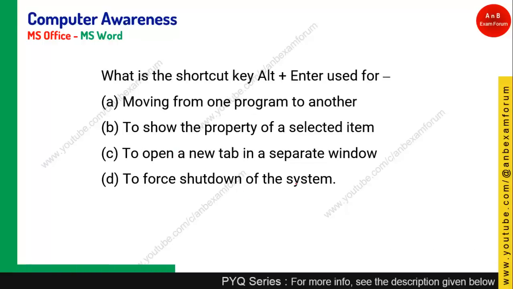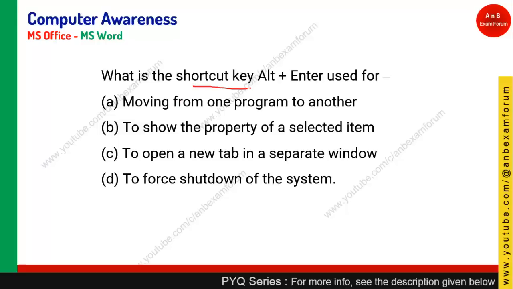What is the shortcut key Alt plus Enter used for? It is not from MS Word basically. It is a general shortcut key they are asking about. So Alt plus Enter, remember students, if you want to see the property of a selected item, you need to press Alt plus Enter. For example, if you select a file and press Alt plus Enter, it will show the property window. So option B for this particular question is the right answer.